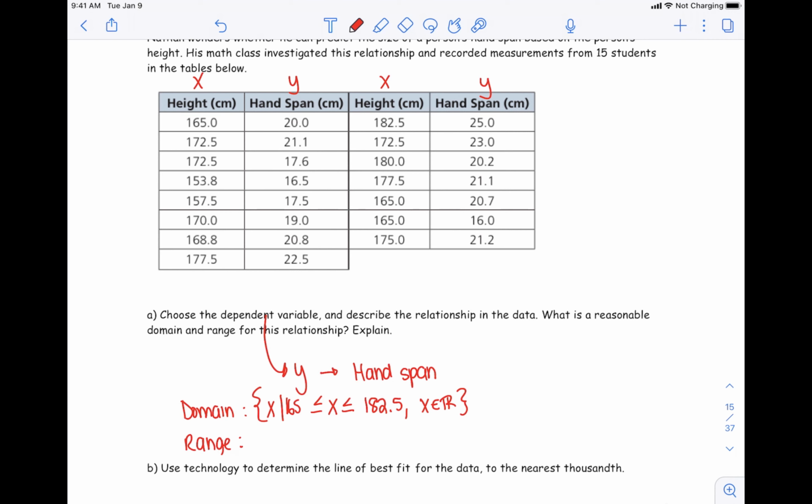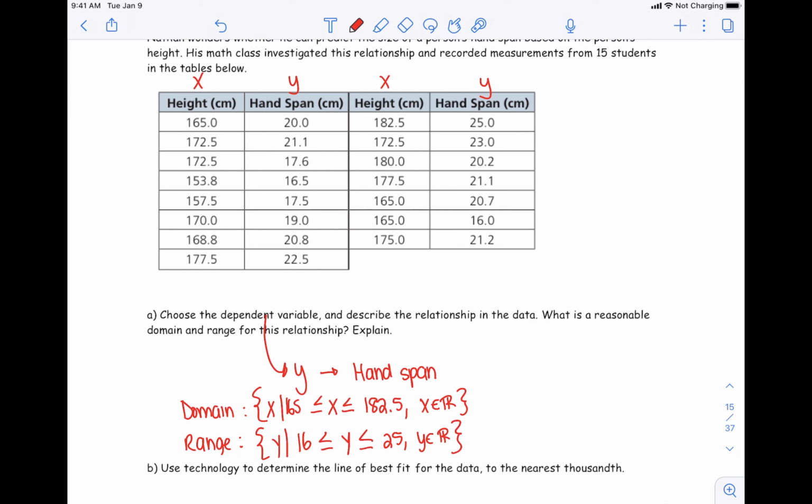For range, same thing, you're just looking at the y coordinates now. So you're going to say y such that our smallest handspan looks like it's 16. So we're going from our smallest handspan up to our largest handspan. Looks like the largest is 25. And then we would write y ∈ ℝ. Okay, so that's answering our first question, what's the domain and range.